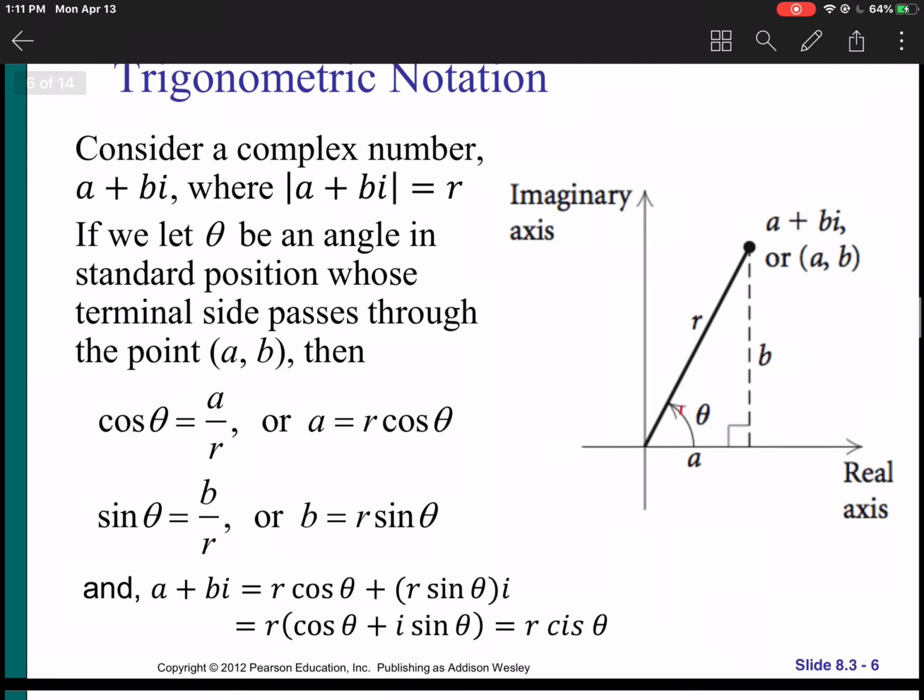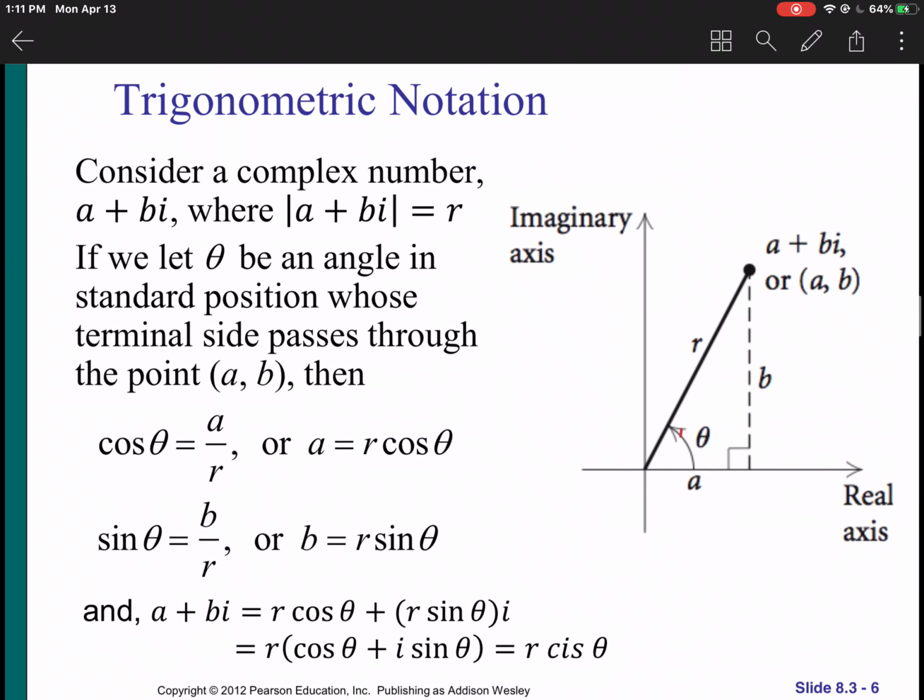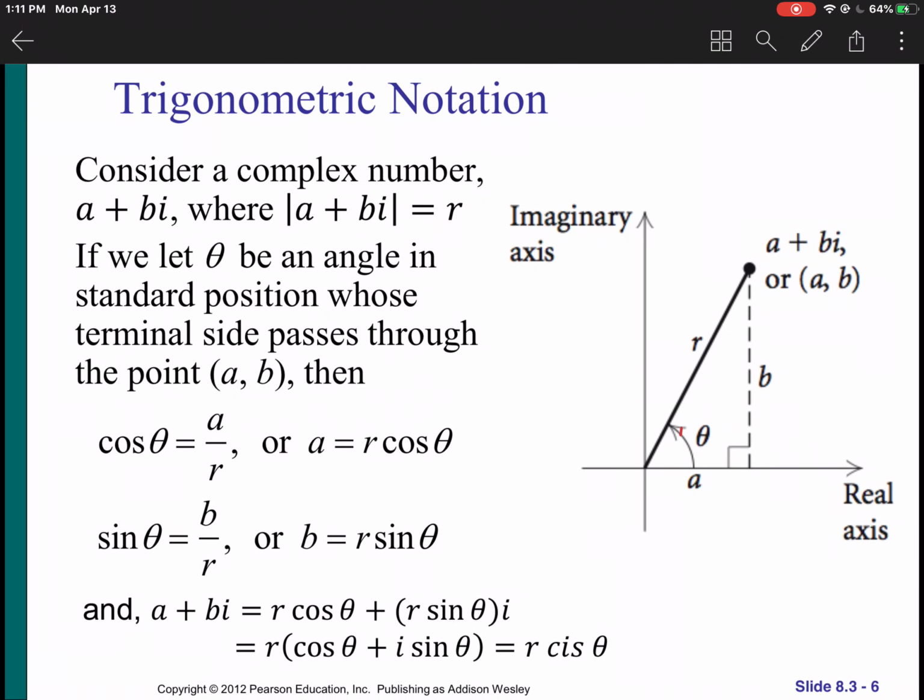Now, here's the big part of this section. And this is the main point of our discussion. Because I mentioned earlier, the whole purpose of what we're looking at is to define another way that you can represent these complex numbers. Instead of that standard form, that a plus bi form, we have this trig form or trig notation that can be used to represent the complex numbers.